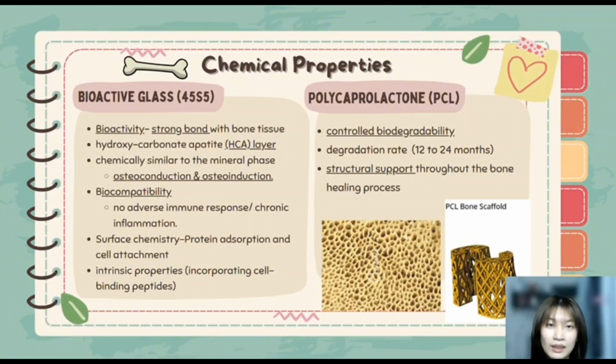Next is biocompatibility. It ensures the composite does not trigger an adverse immune response or chronic inflammation. The surface chemistry of the scaffold will be designed to enhance protein adsorption and cell attachment, either through the intrinsic properties of the bioactive glass or by surface modification, such as incorporating cell-binding peptides. Next is controlled biodegradability, where the degradation rate of the material should match the rate of new bone formation. Polycaprolactone (PCL) is suitable for this purpose as it degrades slowly over 12 to 24 months, ensuring the scaffold provides structural support throughout the bone healing process.